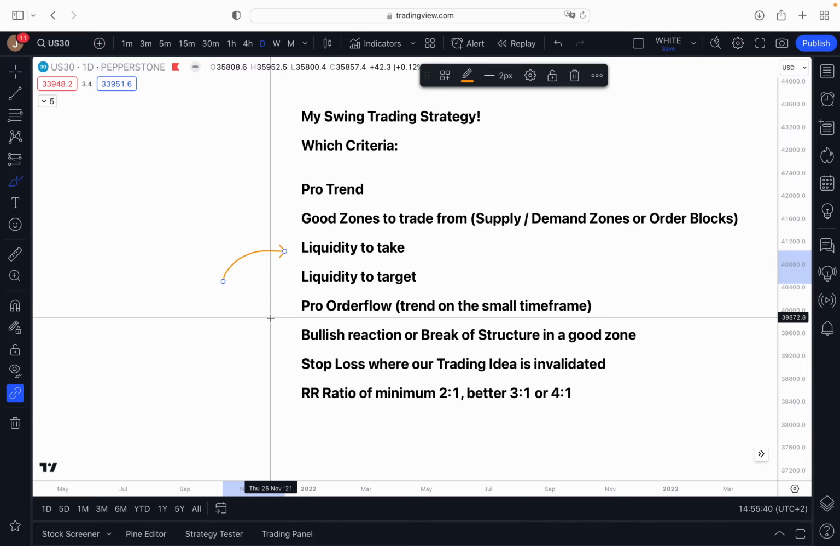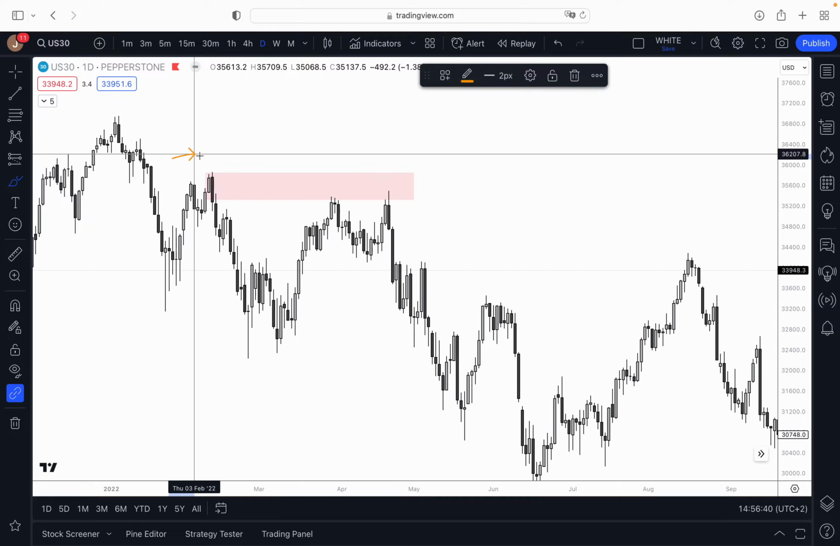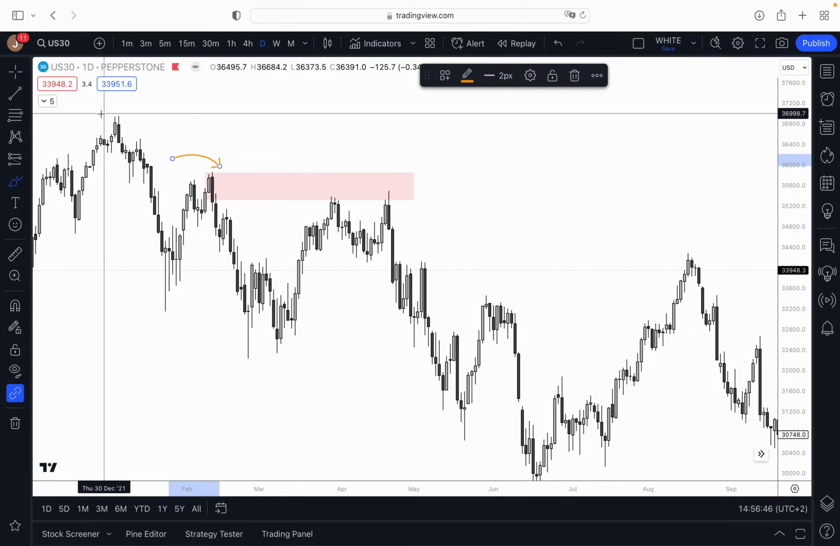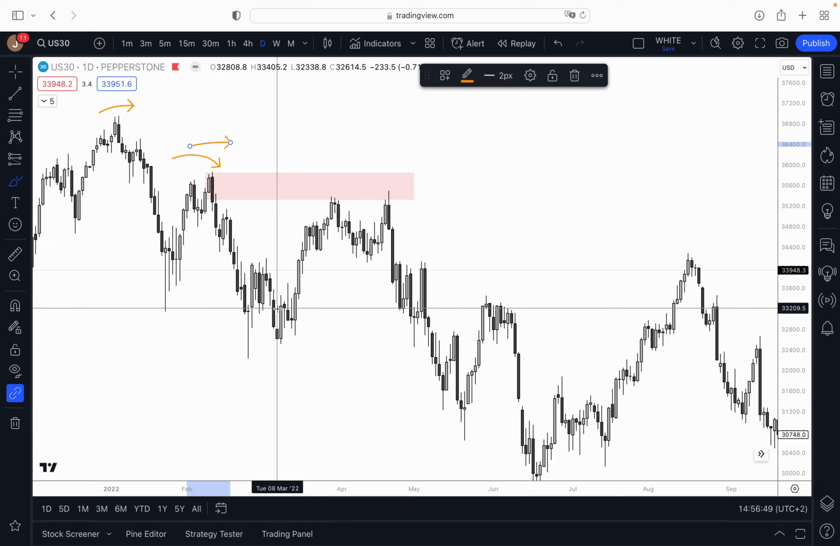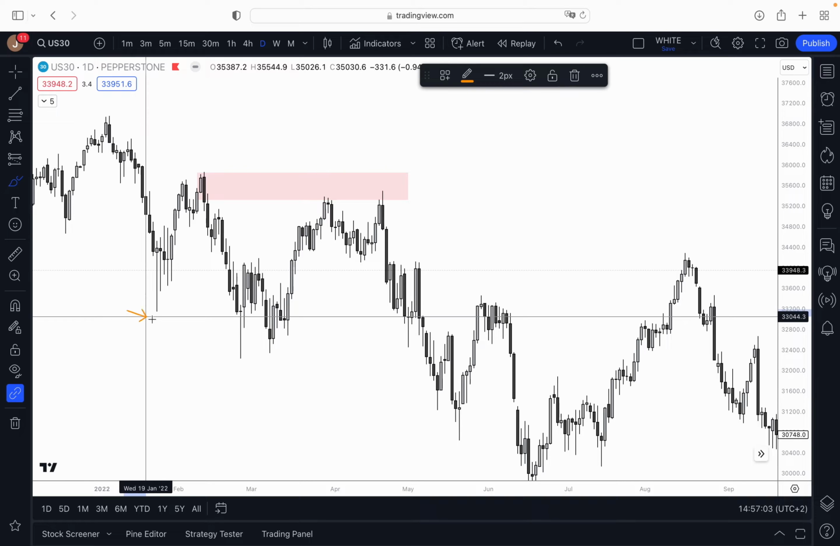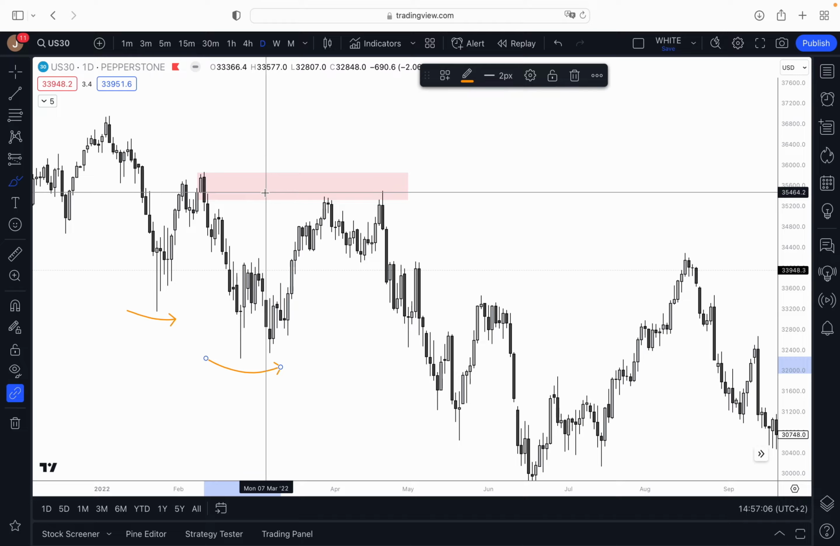Then we need liquidity to take and liquidity to target. As you can see, we have a supply zone right here. This supply zone is in a bearish trend, as you can see, and with this supply zone we caused a lower low, so it's a strong supply zone.